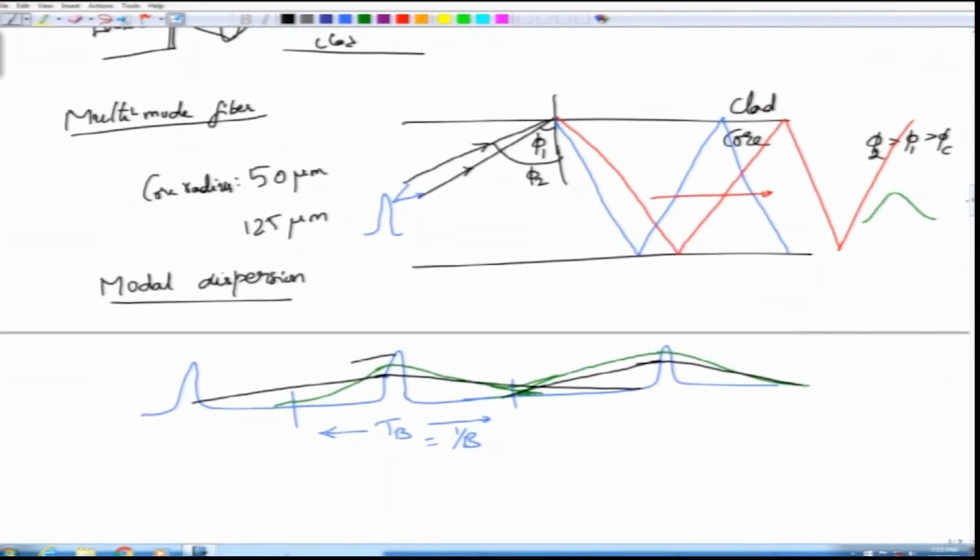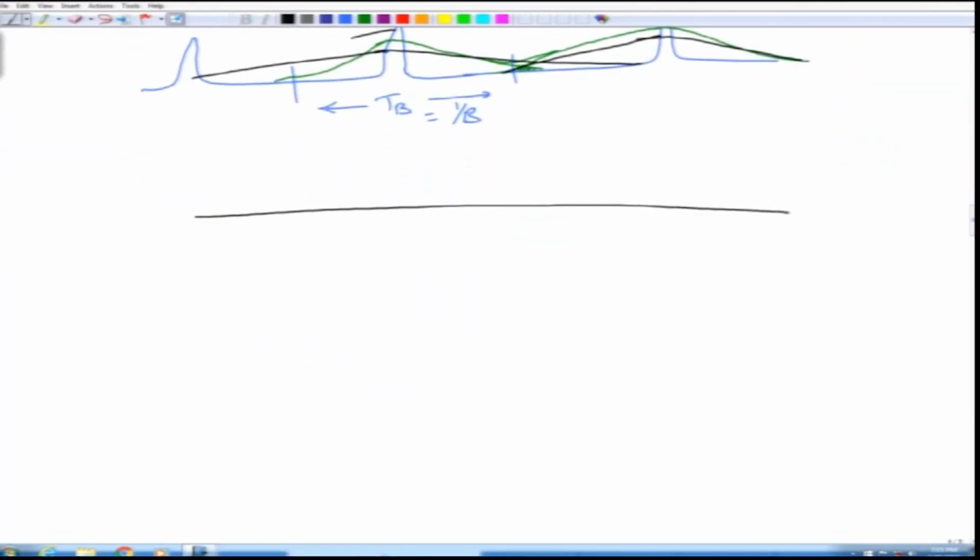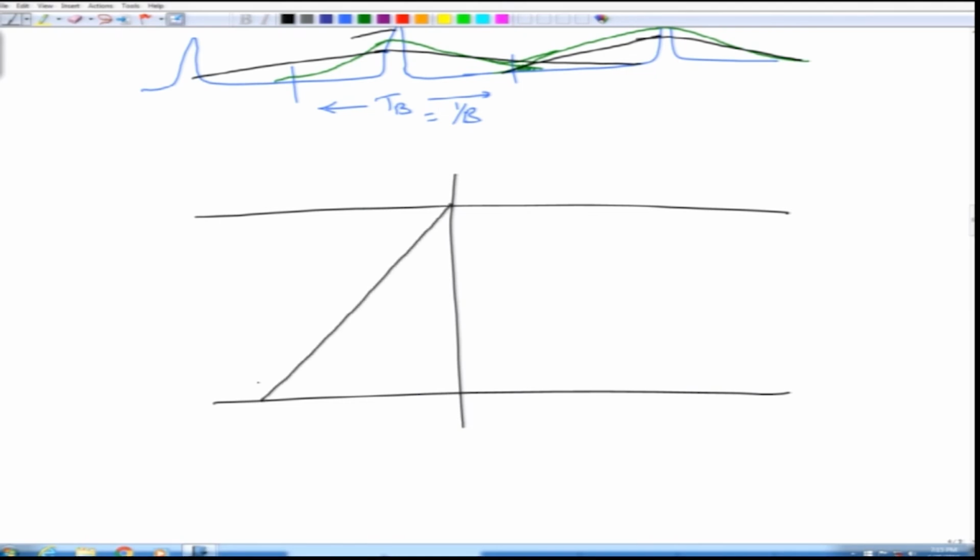Let us try and get a very quick estimate for this modal dispersion parameter. Let us go back to the multimode fiber structure and draw two extreme cases. One case is a mode incident at the critical angle, and one is a mode incident almost horizontally. This is when phi is equal to pi by 2, and this horizontally incident ray of light will go straight. The one incident at phi equal to phi c has to reach the same point.